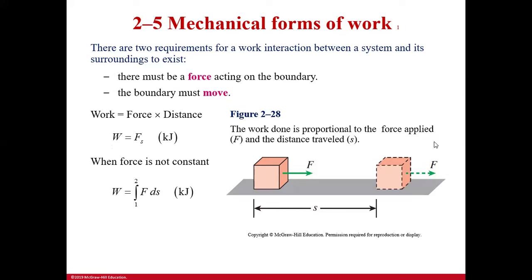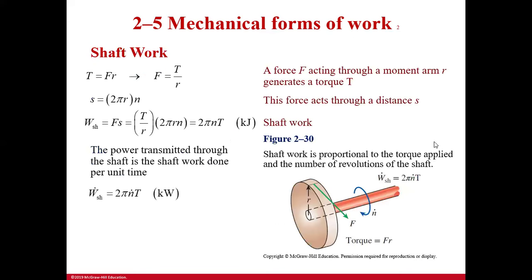There are two important requirements for a work interaction between a system and its surroundings to exist. There must be a force acting on the boundary. The boundary must move. The work done is proportional to the force applied and the distance traveled. The distance traveled in this case is S. Remember, work is a path function, so it depends on the path taken between position 1 and position 2. It's force multiplied by change in distance, where ds is the change in distance.